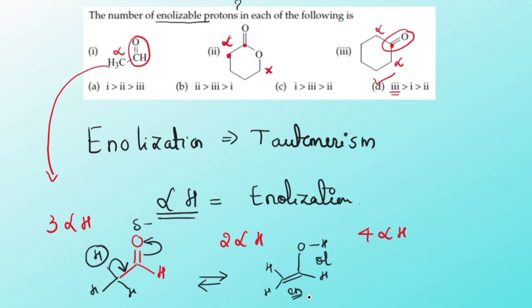So that's why we call this enolization. And it will always be in dynamic equilibrium with each other, depending on the number of alpha hydrogens. 3 hydrogens means all of them will undergo enolization. So based on the number of these alpha hydrogens, you can predict the number of enolizable protons.